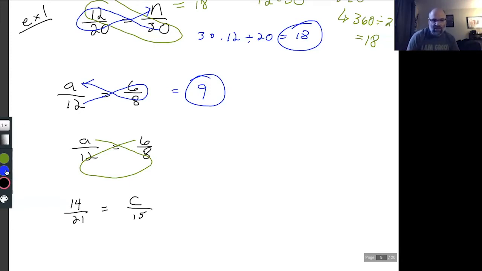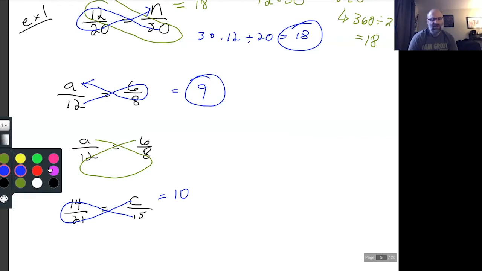So here's what you're doing. You can multiply 15 times 14 and then divide by 21. Okay, 15 times 14. Let's see. So 225 minus 15 would be 210, divided by 21 is 10. That's right. Okay. There is another sneaky way to do this.